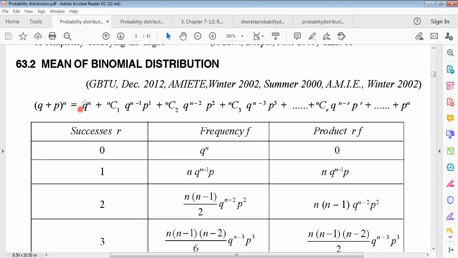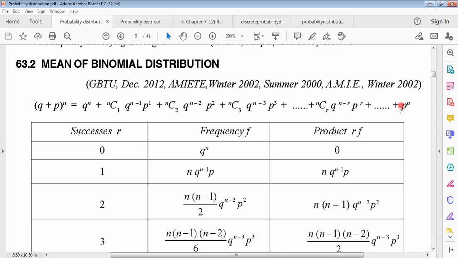Now, this is the first term, nC0, and here nC1, and here nC2, where the r value is 2, and this is the third term. In the second term the r value is 1, and in the fourth term the r value is 3. So in the (r+1)th term the r value is r, and in the last term nCn equals 1, and q^(n-n) equals what?